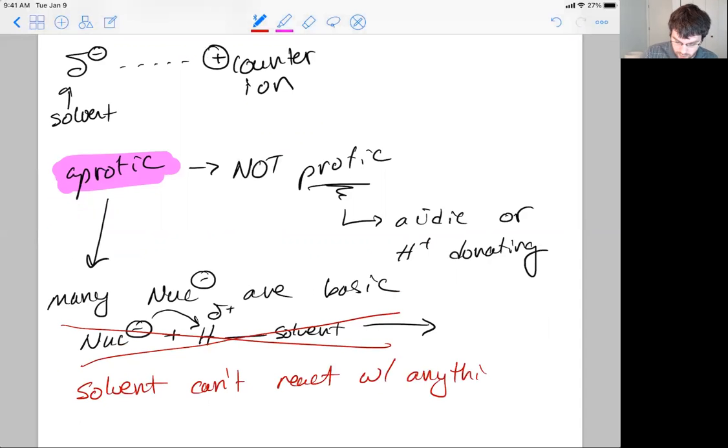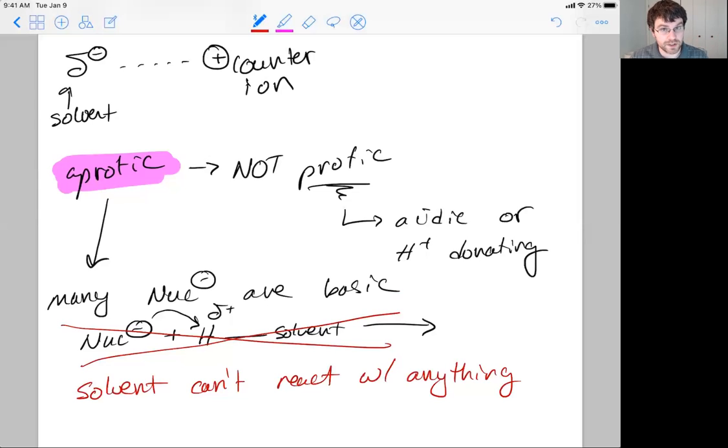So if we're aprotic, then we can't provide that H plus or that proton. Remember, an H plus is just a single subatomic particle, a proton. If you do its electron configuration, it doesn't have any neutrons for most H. I mean, if it's H, then it doesn't have any neutrons because it's that isotope. Anyway, protic means H plus donating. Aprotic means no H pluses to donate.